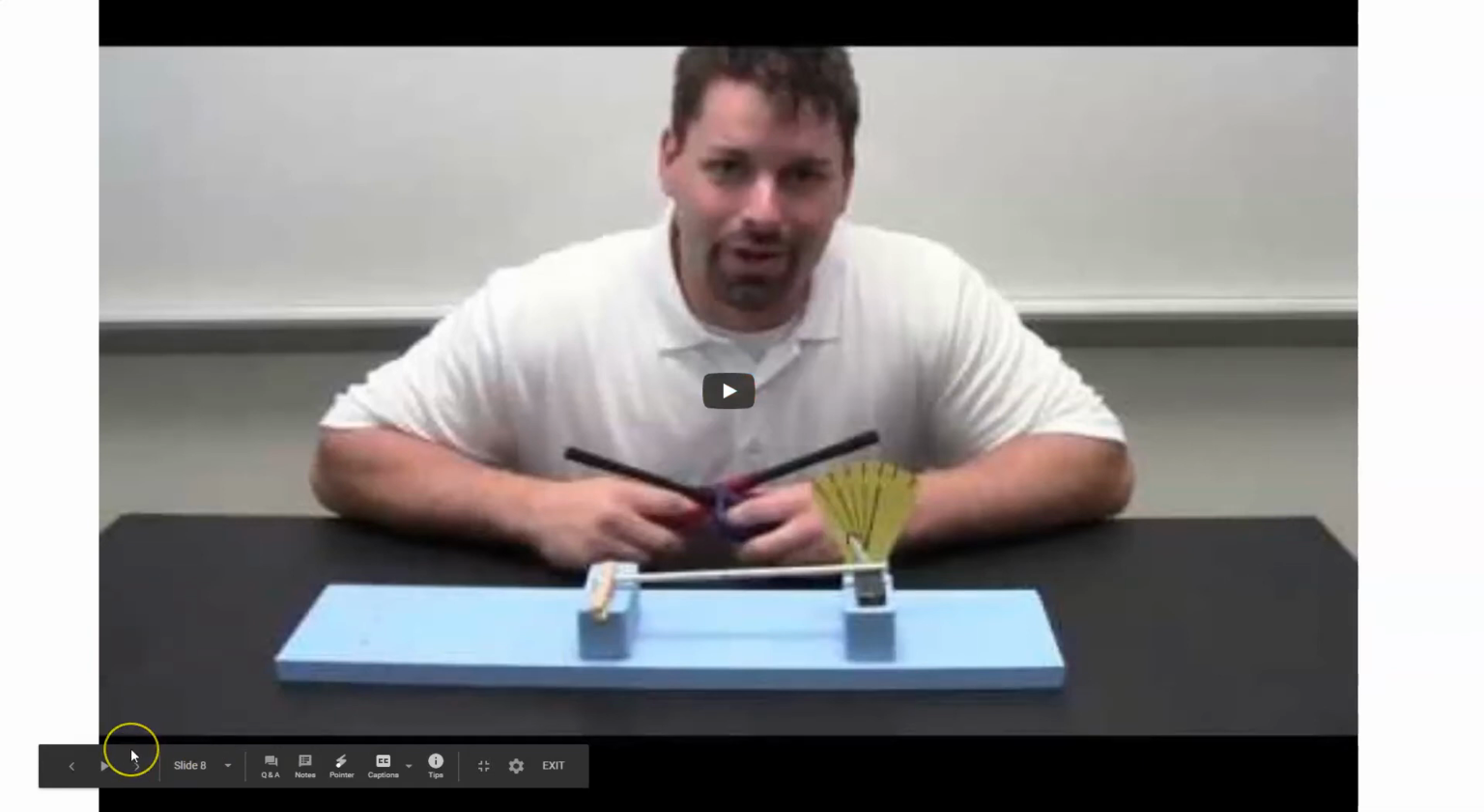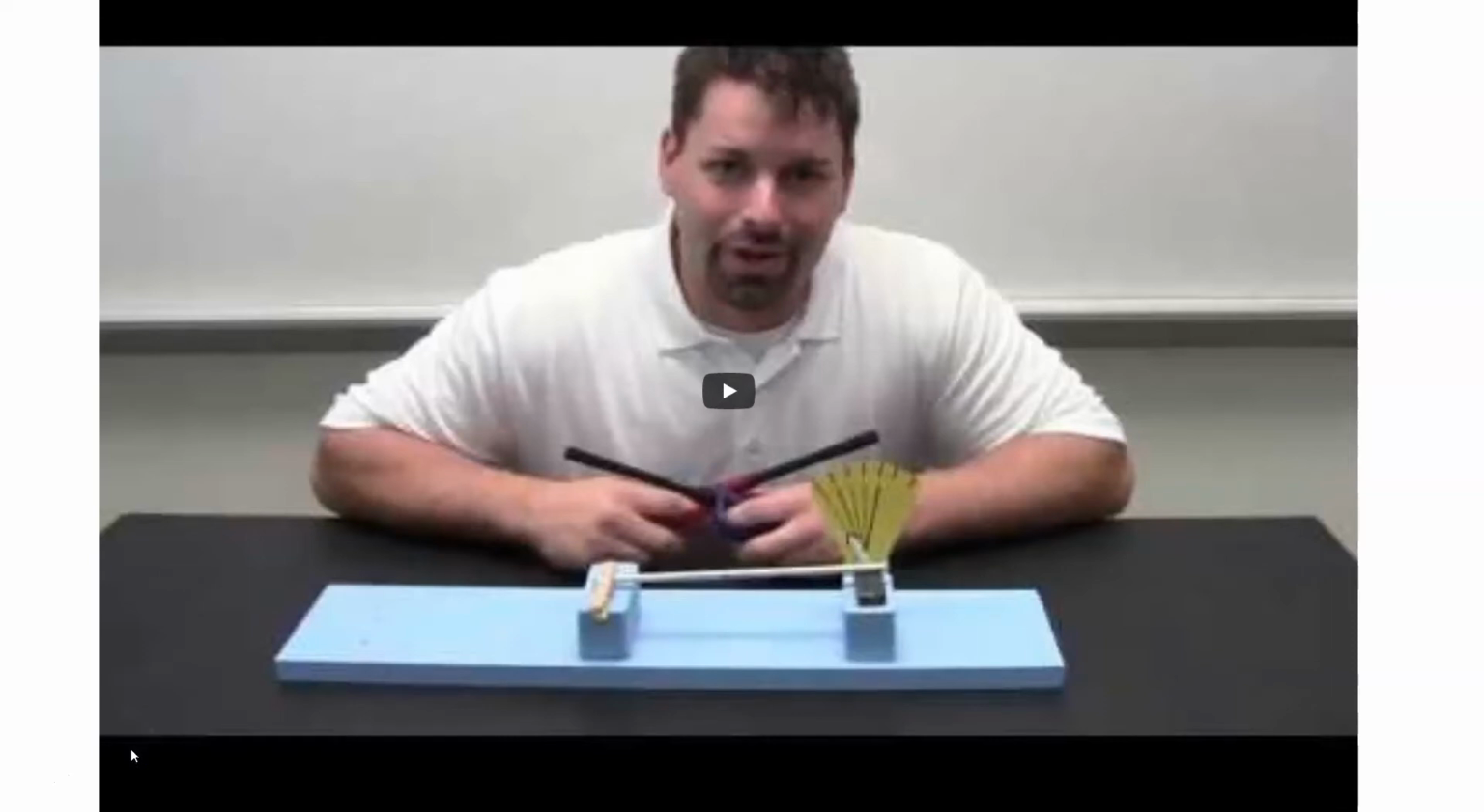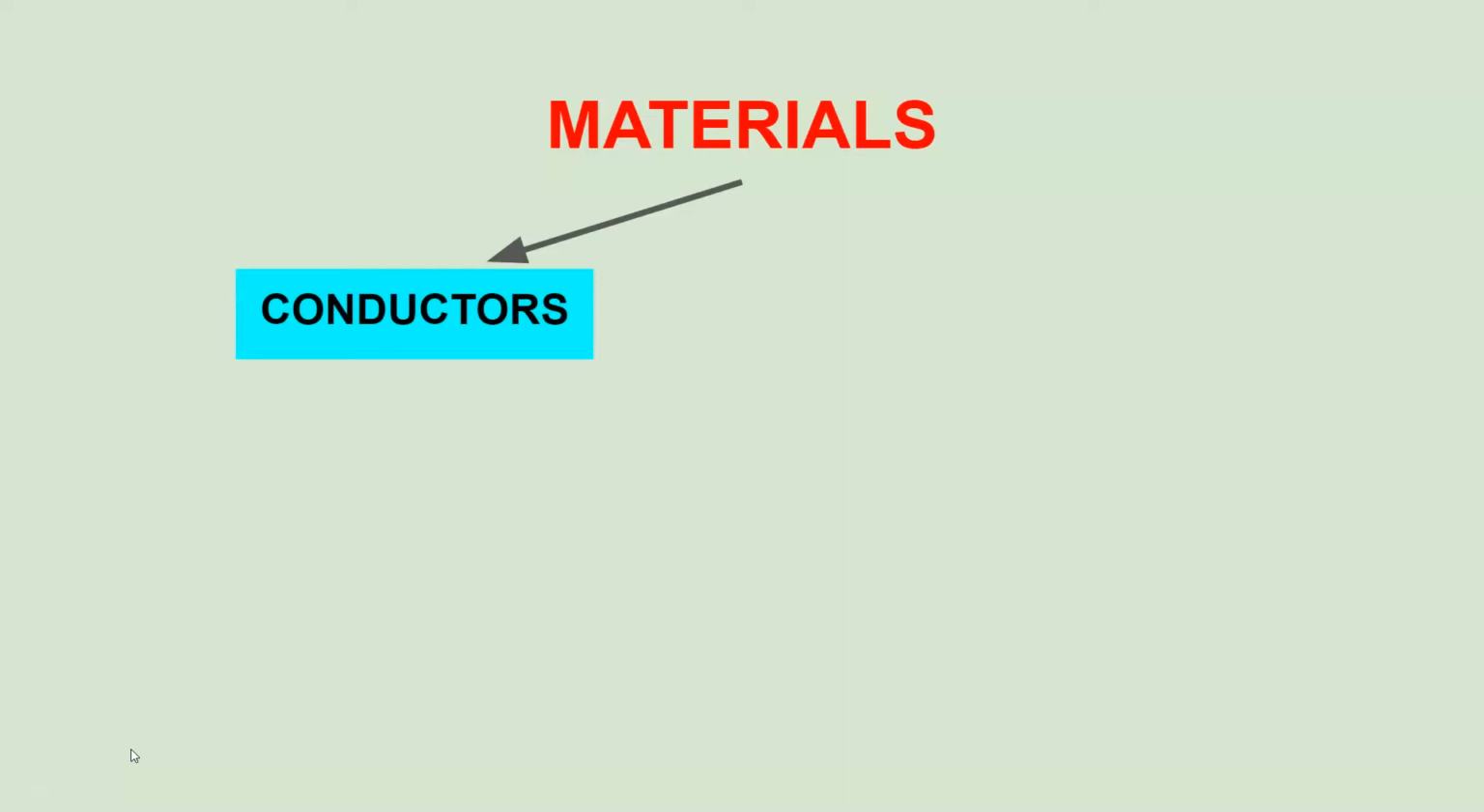Okay, so what that experiment showed us is a piece of metal actually expanding. So it's showing what we just learned in action. And now finally we're going to talk about different materials. Some materials we call conductors. What does this mean? Some material we call insulators.